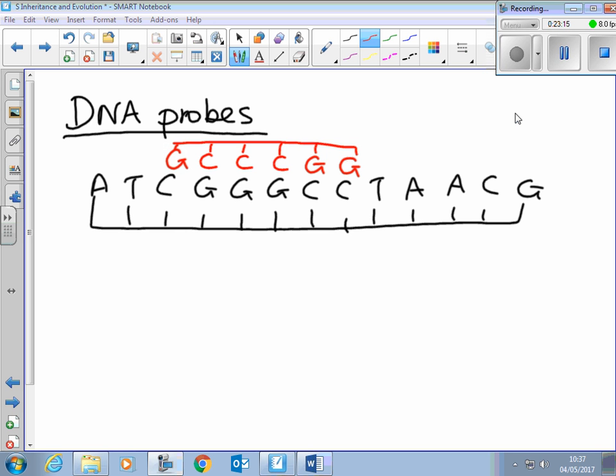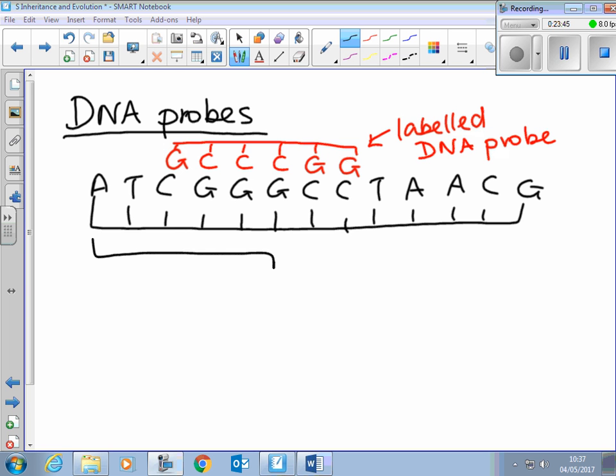All we're doing is finding little bits of complementary code, making short pieces of single-stranded DNA, labeling them either radioactively or fluorescently, and then bringing them together. Okay, now that thing there is our labeled DNA probe or gene probe. This might be our whole gene here. And the process of bringing them together is known as hybridization.